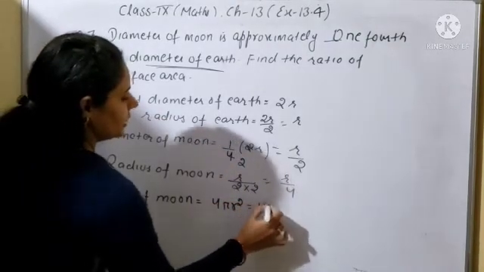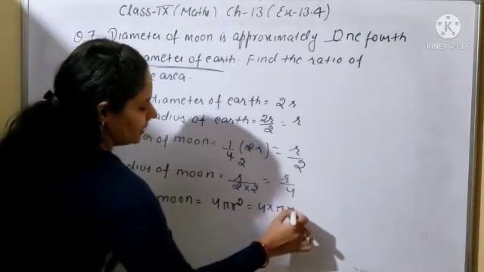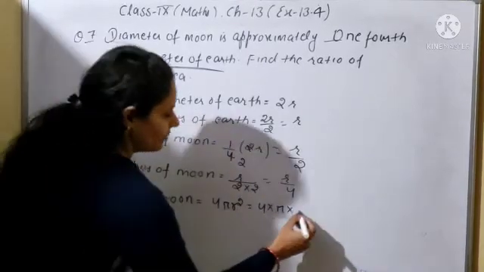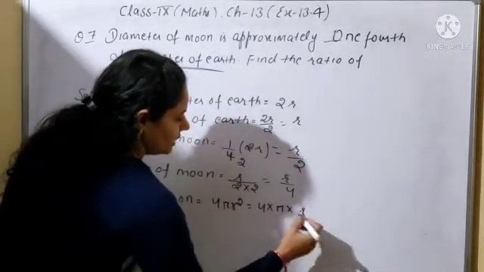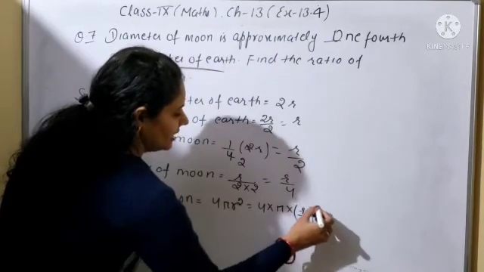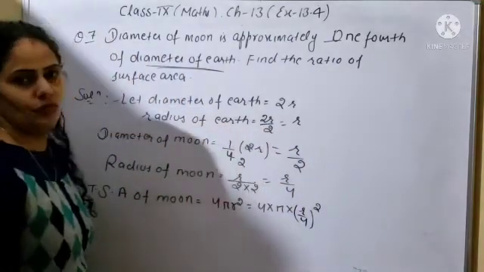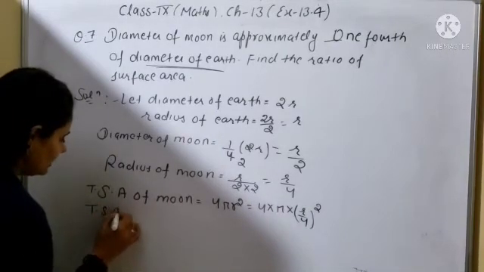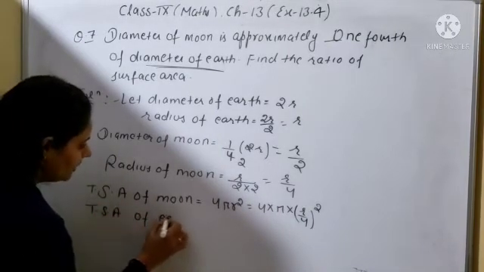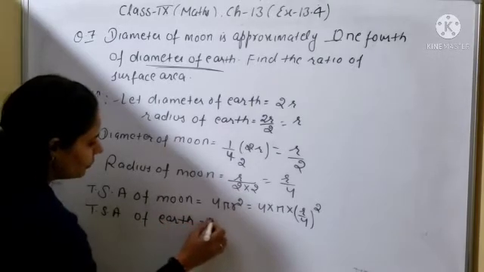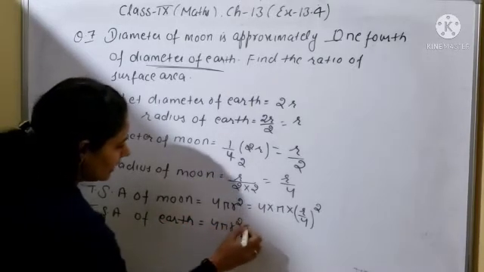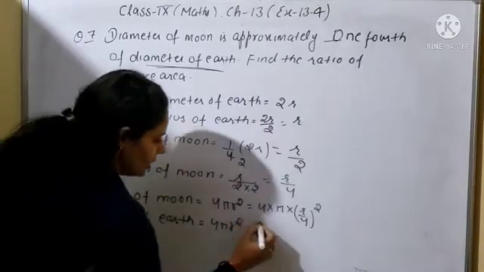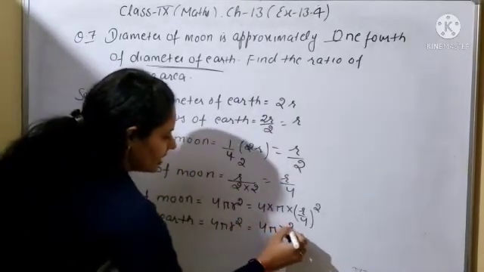Put the value 4 into pi, you can put it as it is. R square, r square means radius, and radius is r by 4. So it will be r upon 4 into r upon 4, and you can write it like that also, r upon 4 whole square. This is the total surface area of moon, and total surface area of earth will be 4 pi r square, and put the value of r. What is the radius of earth? This is r. So it will be as it is, 4 pi r square.